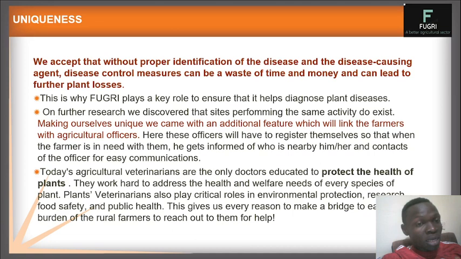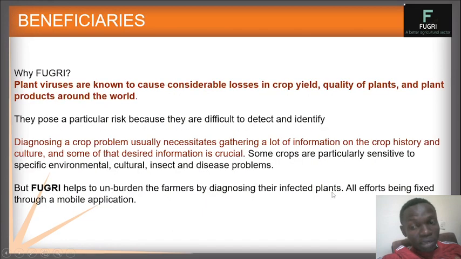Now plant viruses are known to cause considerable losses in crop yield, quality of plants, and plant products around the world. This poses a risk, and that is why FUGRI helps to unburden farmers by diagnosing the infected plants, with all efforts just being fixed through a mobile application.